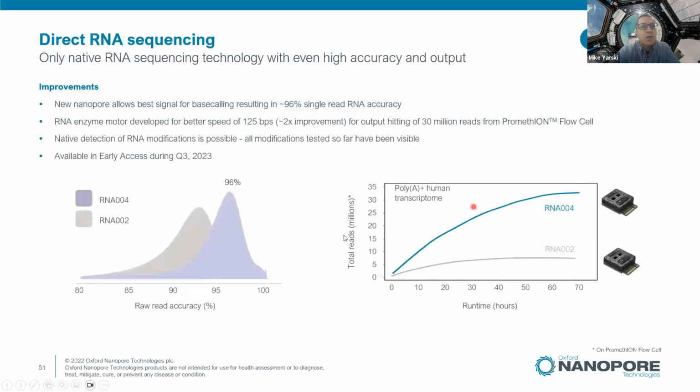And this is just showing you where we've gone from about 94, 90, even 93 for the RNA 222. So we're at 96 accuracy for the RNA 004. This is going to be a fantastic kit. So you're going to be getting about 30 million reads on a Promethion flow cell.